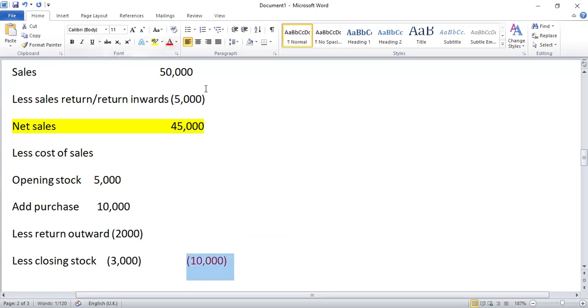So you're going to less 45 against 10. Net sale is 45,000, the cost of sales is 10,000. So you're going to subtract that. So we'll have here the gross profit. Gross profit of how much? The gross profit will be 45 minus 10, that is 35,000.